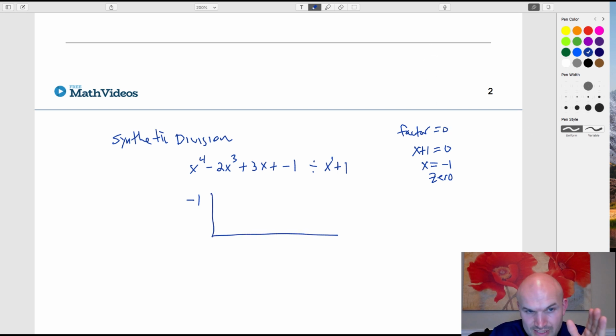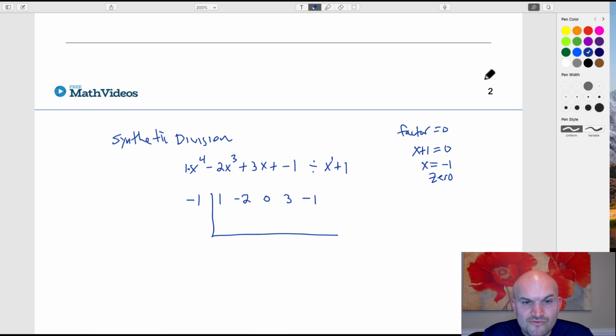Then we take the coefficients of our dividend and place them here. I also purposely left off an x squared term, so we know we need to use 0 as a placeholder there. So we'll do a negative 2, then 0, 3, and then negative 1. So you just take the coefficients, and if you're missing a term, use a placeholder.